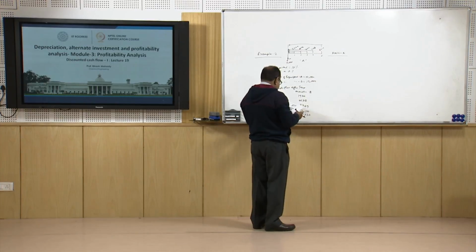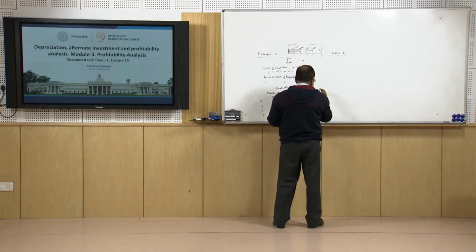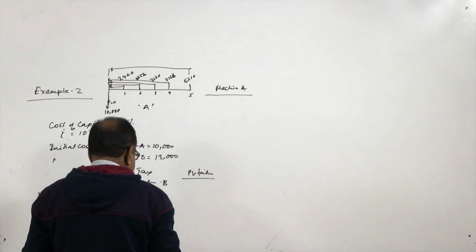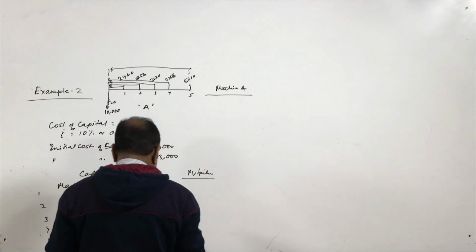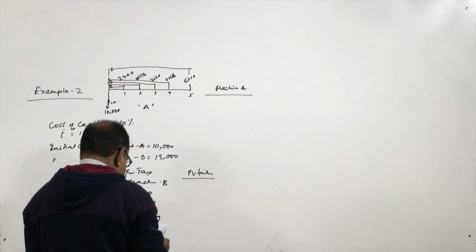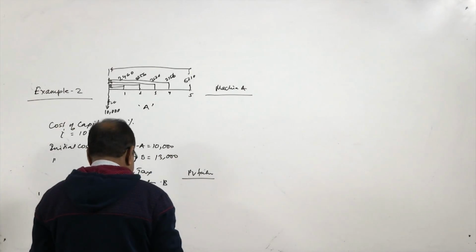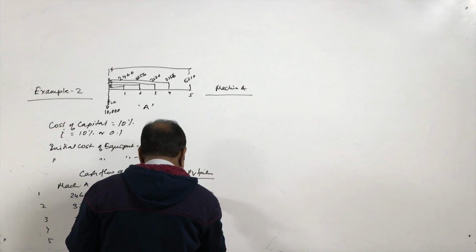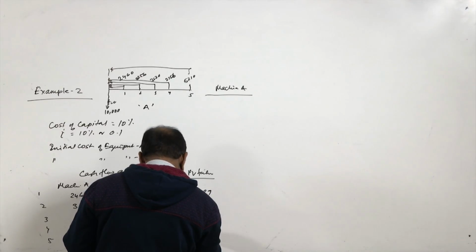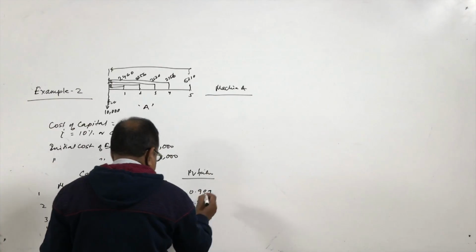So for this, if I see the PV factor, which is basically 1 by (1 plus I) to the power j, the PV factors are 0.909, 0.826, 0.751, 0.683, 0.621. Now, how is this calculated?